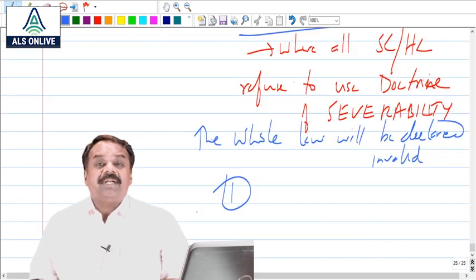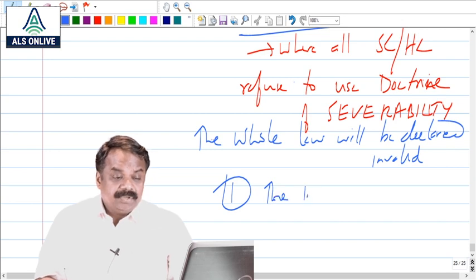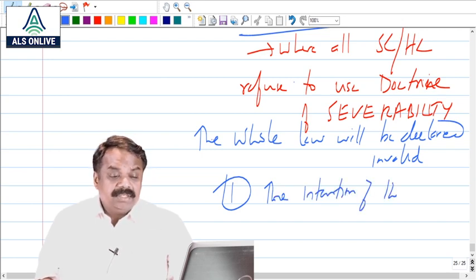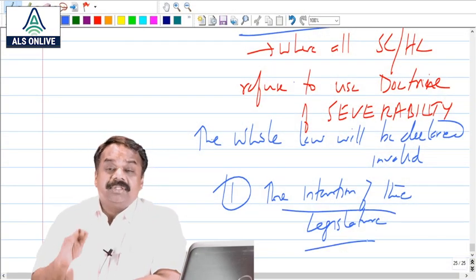Number one, the intention of the legislature. If the Supreme Court feels that the legislature, the parliament or the state legislatures, made this law knowingly, that it is violating the fundamental rights, if the intention is malicious, if they have a wrong intention, if the legislature enacted a law knowing fully well that the rest of the statute is invalid, then the Supreme Court may say that the whole law is invalid because of the intention of the lawmaker.